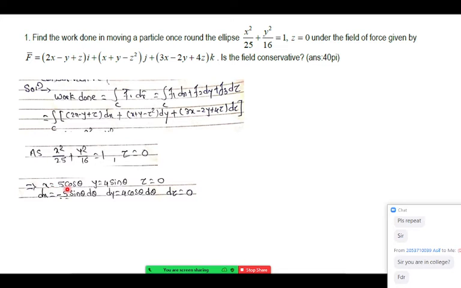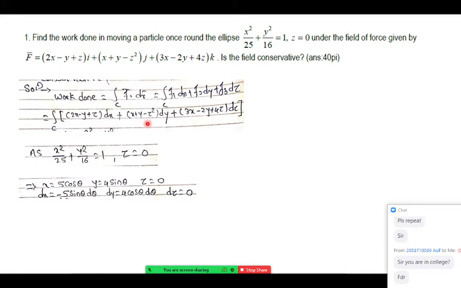If x is 5 cos theta, take the total derivative on both sides. The dx will become minus 5 sin theta d theta, dy becomes 4 cos theta d theta, and dz becomes 0. As z is 0, dz is 0. What we are going to do is replace the values of x, y, z and dx, dy, dz in this integral. So the integral will convert from x, y, z to theta only.